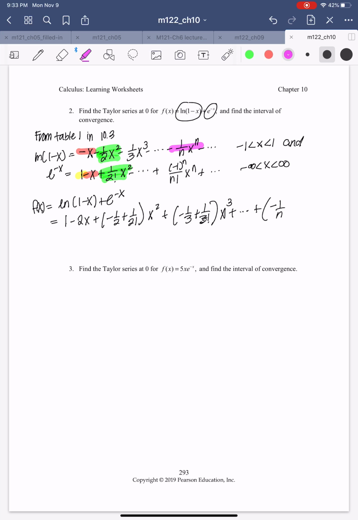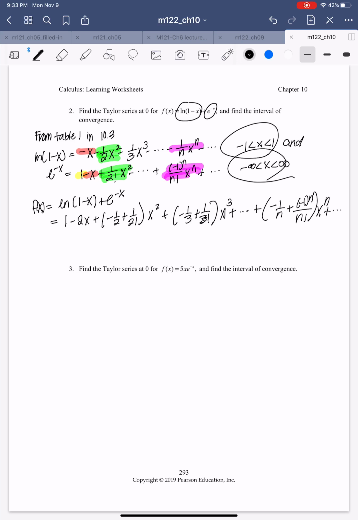the nth term right over here, plus negative 1 to the n over n factorial x to the n. For the interval of convergence, they overlap at negative 1 to 1. So the interval of convergence is again negative 1 to 1.